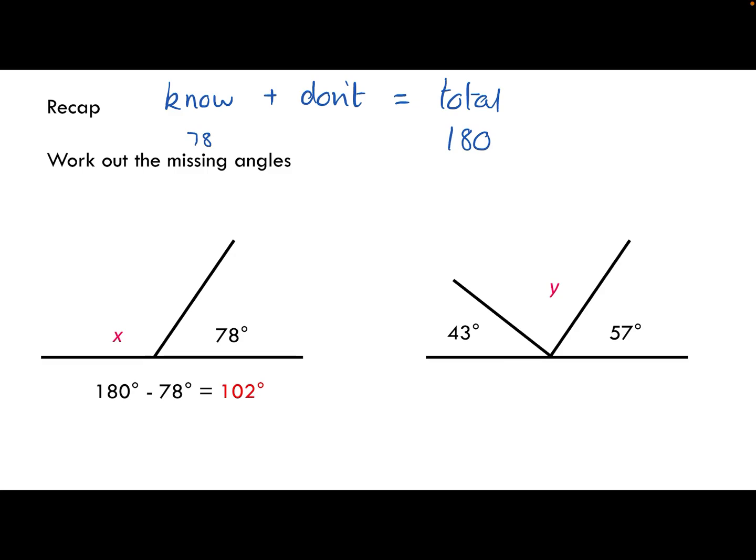Now, let's use that same formula. What I know is 43 and 57. So I'm going to add my 3 to my 7, and that's going to give me 60. Then I'm going to add the 40, and it's going to be 100. So I know 100. My total is 180, so I'm going to do 180 take away 100, which equals, of course, 80. Well done if you got that. Try and think of it in really broad terms: what I know and what I don't know equals my total number.